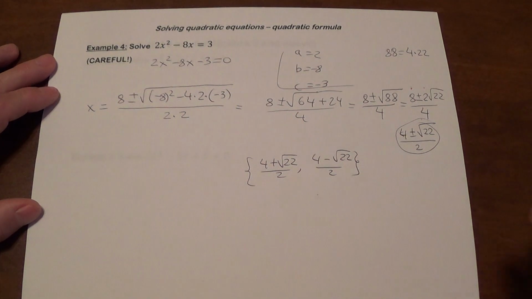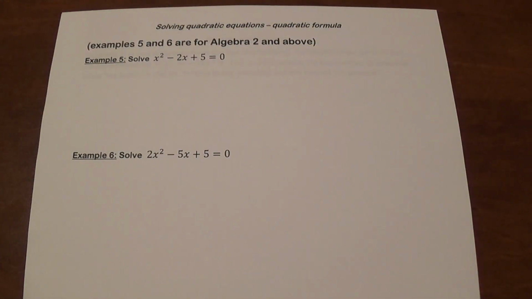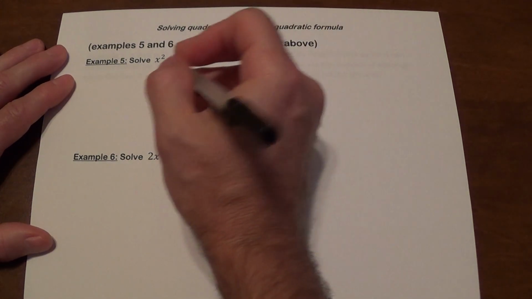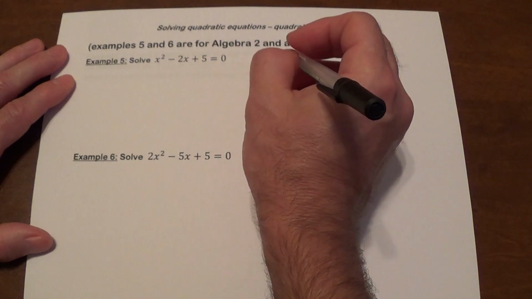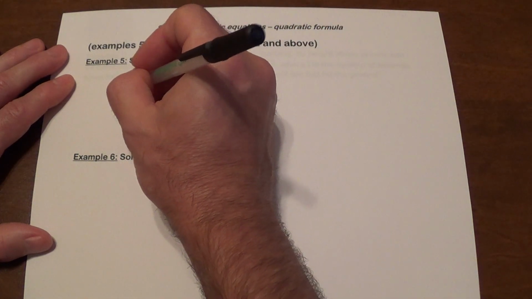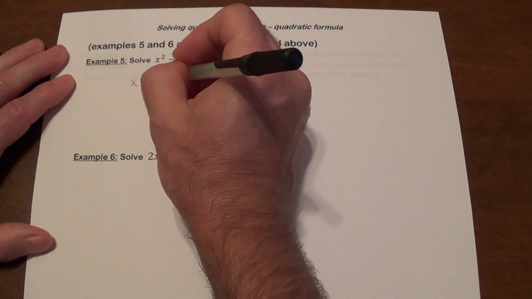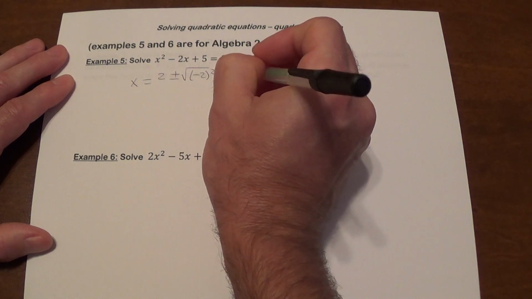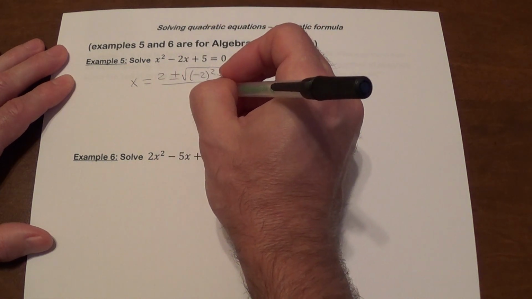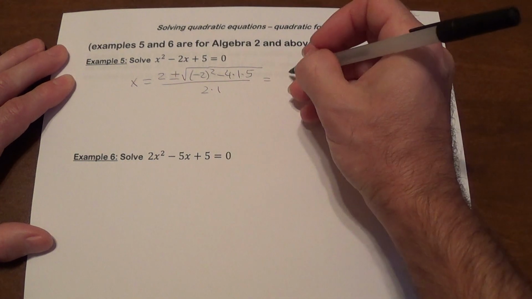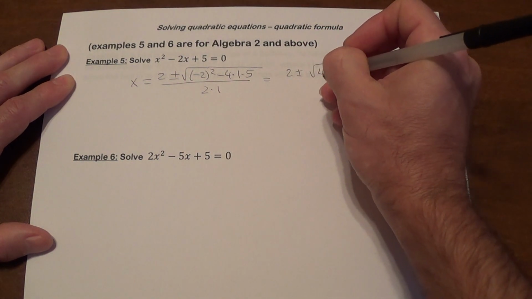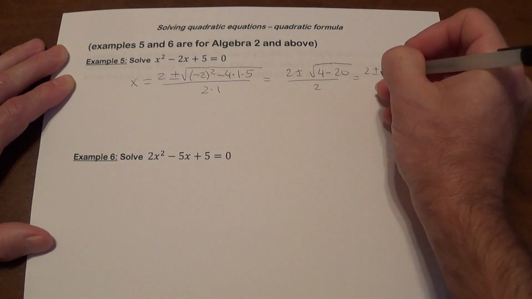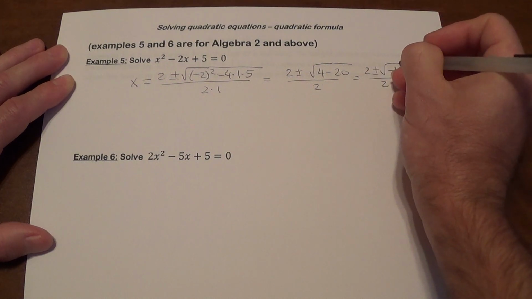Okay. All right. A couple problems that are going to be algebra 2 and above, but I do have another example after that. So x squared minus 2x plus 5 equals 0. I'm not going to write a, b, and c. So x equals, opposite of b is 2, plus or minus the square root of negative 2 squared minus 4ac, divided by 2a. So it's going to be 2 plus or minus the square root of 4 minus 20 over 2, which is 2 plus or minus the square root of negative 16 over 2.